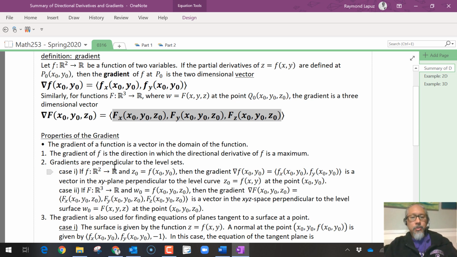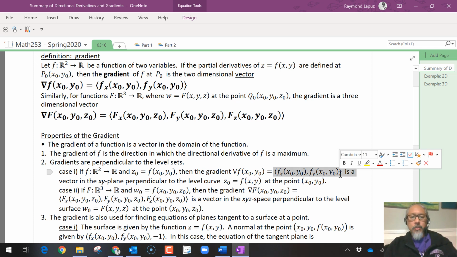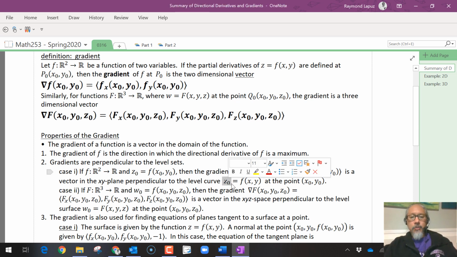Alright, so that's the first property. Property number two, gradients are perpendicular to level sets. In the case of R2, a function of two variables, your level sets are going to be curves in two dimensions. So your gradient here is a two-dimensional vector that is going to be perpendicular to a level curve, and the level curve is going to be at the z level, z naught, so you'll have a function of x and y.